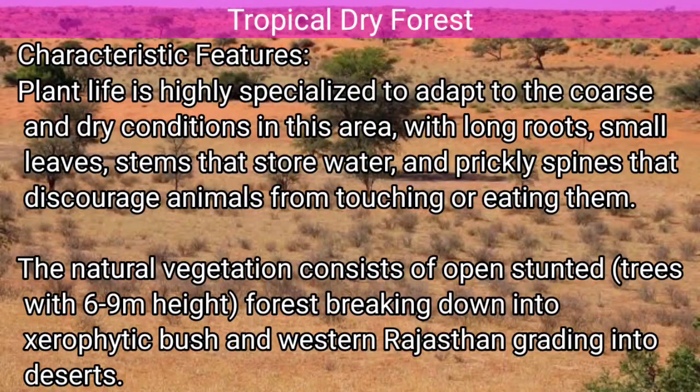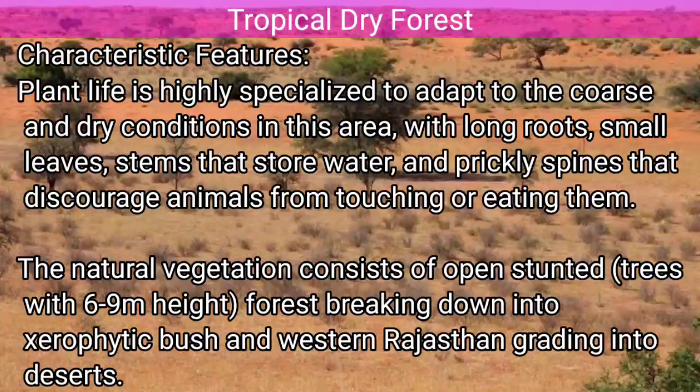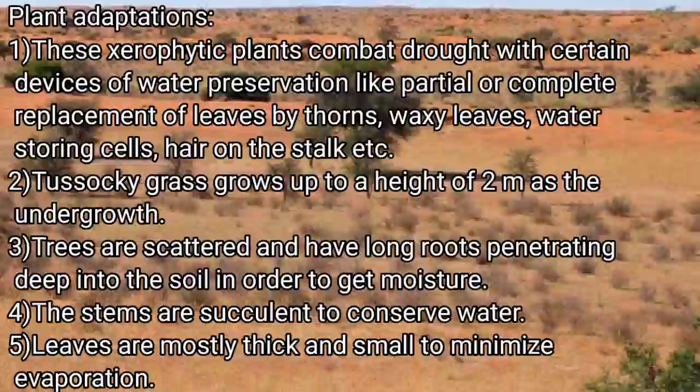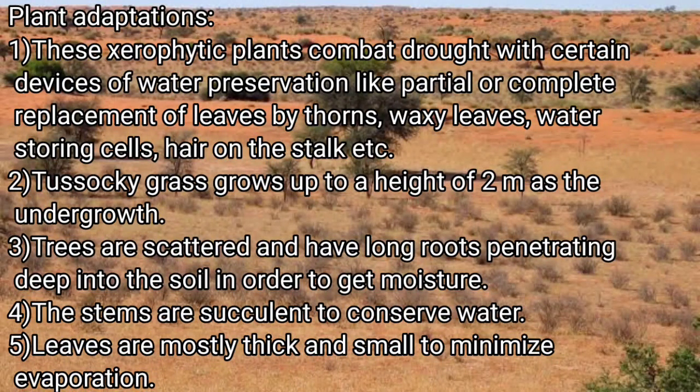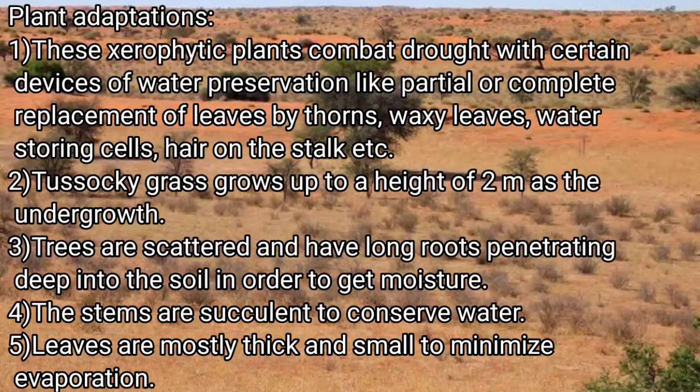The plants found in those areas have long roots, small leaves and stems storing water. Then spines are found to discourage animals, and the trees grow only up to a height of 6 to 9 meters, and are of xerophytic type. Plants have special adaptations because they are xerophytic. They have thorns, waxy leaves, and hair on the stalk.